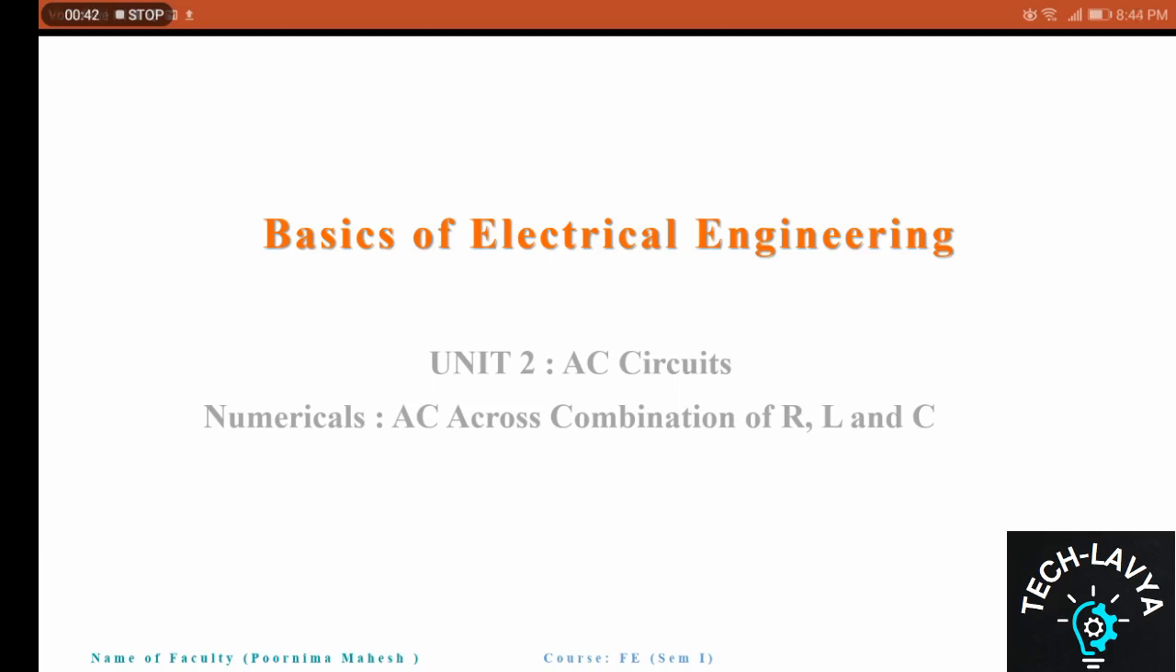So please keep this thing in your mind that whatever numericals we are solving, these are taken from previous year's question paper. So these things are very, very important. These numericals, if you solve them properly, can fetch you very good marks. Fine? Okay. So let us move ahead.